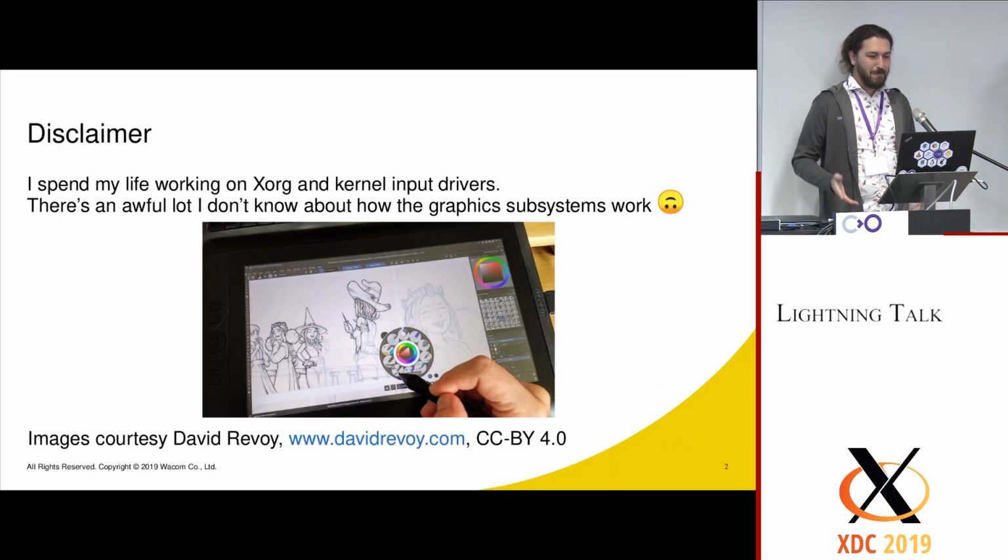A quick disclaimer, I don't actually know a whole lot about how the graphics subsystems work, since I'm one of the input guys. A lot of what I say is just my best understanding of what's possible. It's entirely possible that what I'm suggesting isn't doable, or that there may be better solutions out there. So I definitely welcome feedback if you have anything that you might suggest for how to make this better.